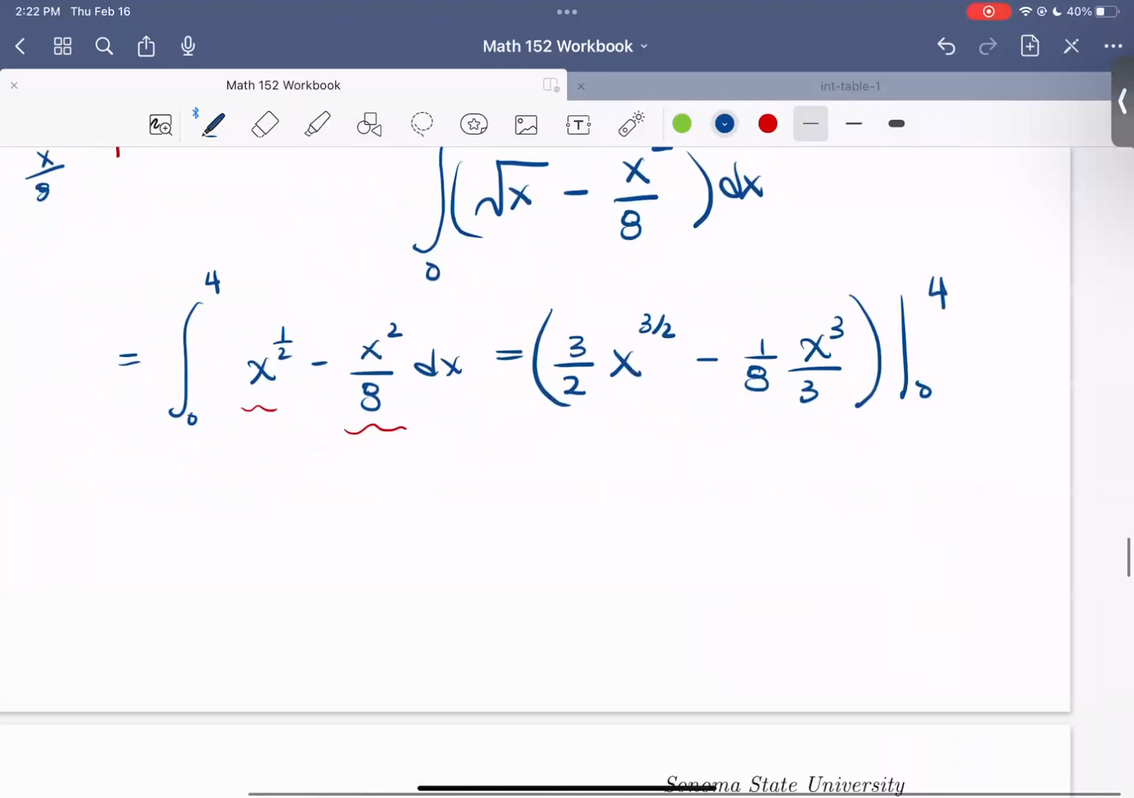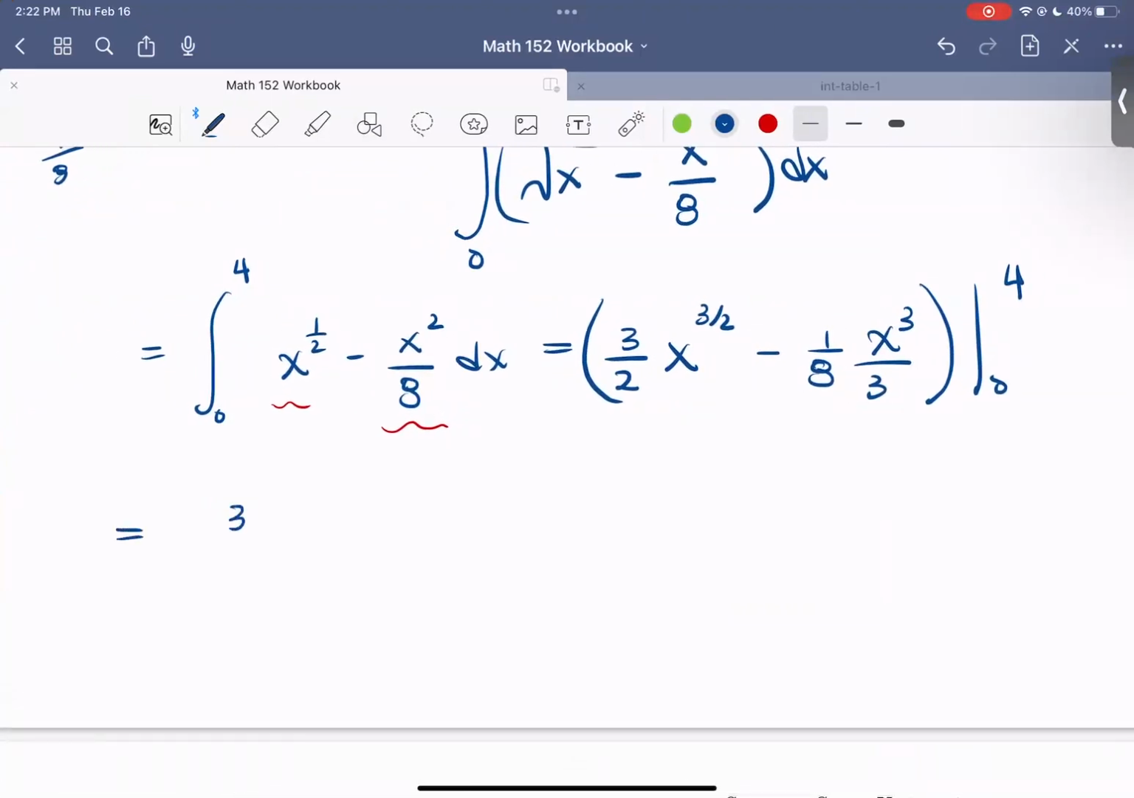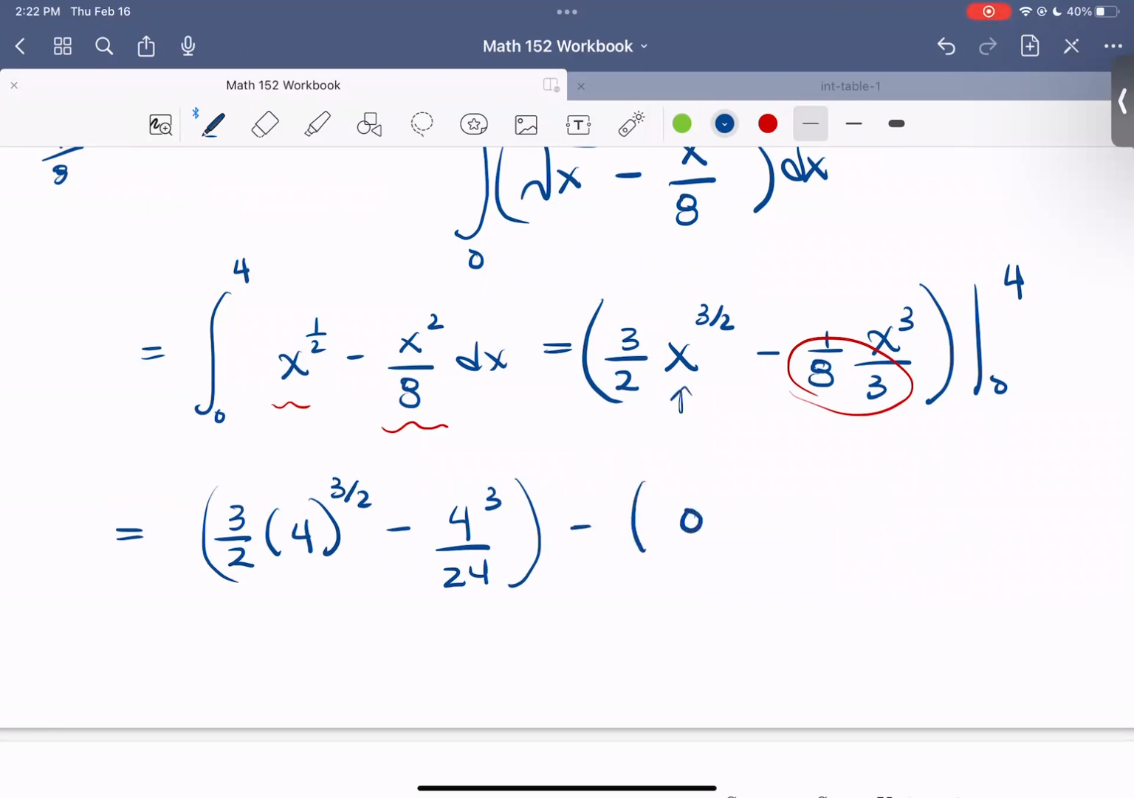All right, so what does that look like? We can continue our work down here. That looks like 3/2, 4 to the 3 over 2, minus, and I can go ahead and do this multiplication. 8 times 3 is just going to be 24. So we're going to have 4 cubed over 24. Now we're going to subtract when we evaluate at 0, but notice when I plug in 0 for x here, I get 0. When I plug in 0 for x in the second part, I get 0. So we subtract 0 minus 0. All right, so carrying this out further here.